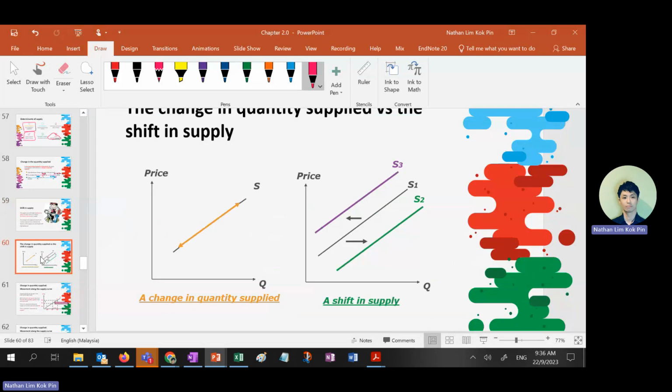Okay, so now same thing, draw. Change in quantity supply, draw on page 53. For change in supply, draw on page 54. This one draw on page 53, this one draw on page 54. Put your product name, one product name.